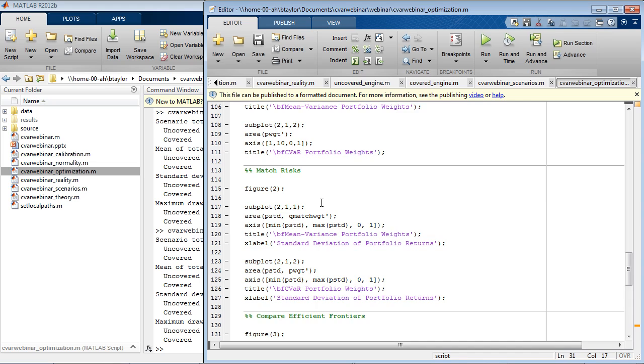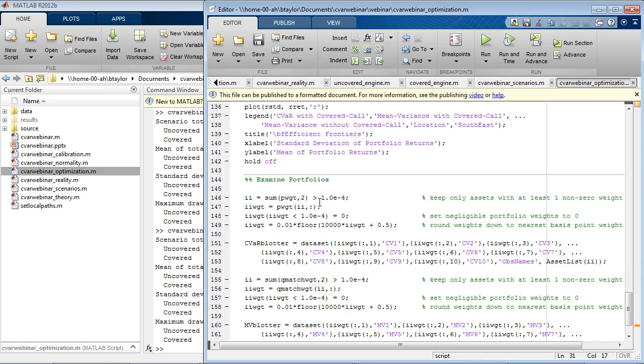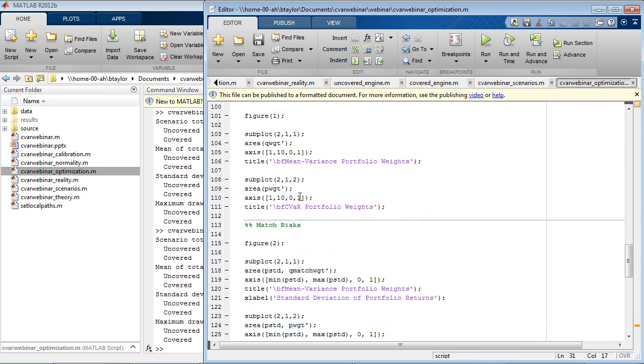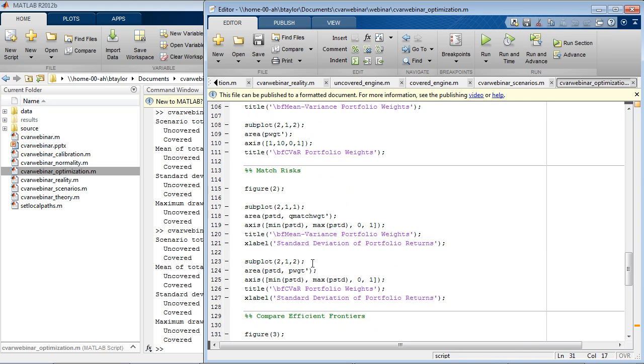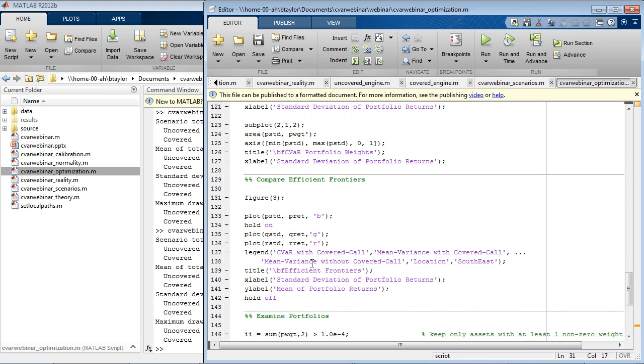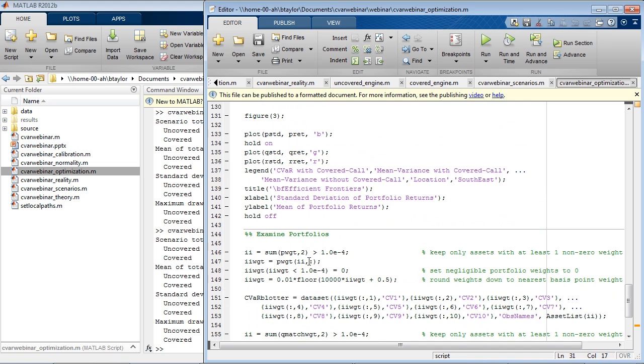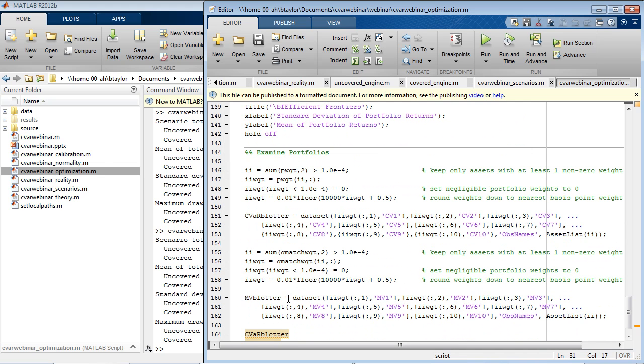So if you run this script, and this takes a little bit of time, it generates a number of plots that illustrate the difference between mean variance and CVaR portfolios and how they look when you match risks, and then it looks at the efficient frontiers, and then it lists the portfolios.